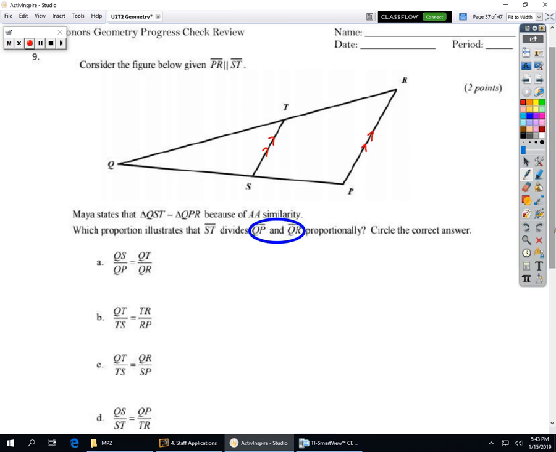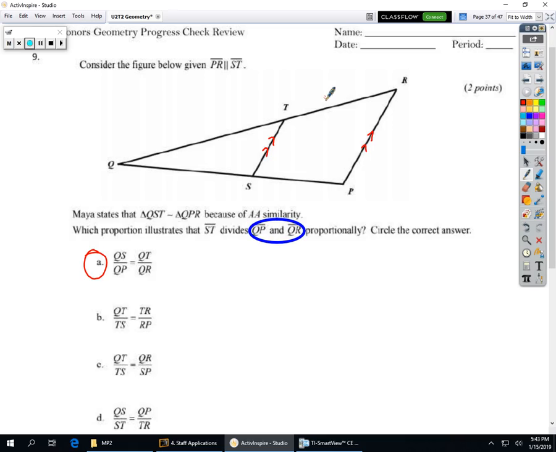First one, QS over QP equals QT over QR. It's definitely A. It is absolutely most definitely A. It's showing that QS divided by QP is QT divided by QR. It's like cutting them, really.